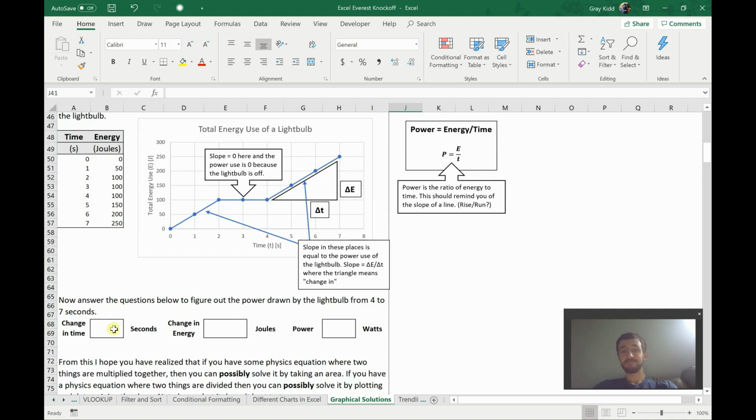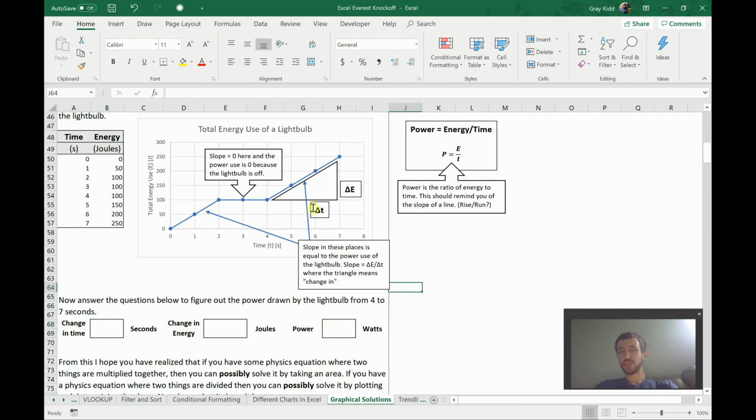So let's look from 4 to 7 seconds. So the change in time would be 3 seconds. The increase in energy goes from 100 to 250, so the change would be 150. Good. And if I divide those two, what I get is 50. Don't worry about the units too much right now. We'll learn about those later. But there you go. It worked. The slope of that line was our power draw.